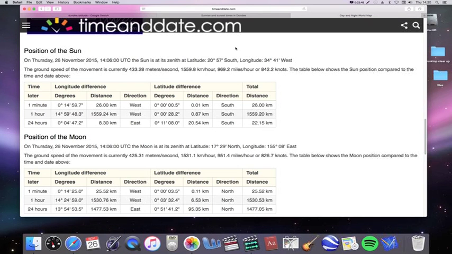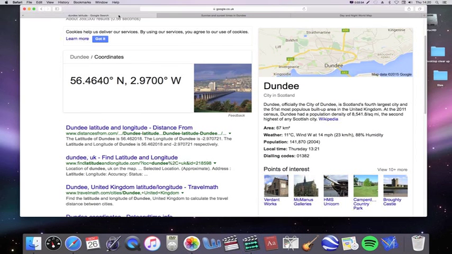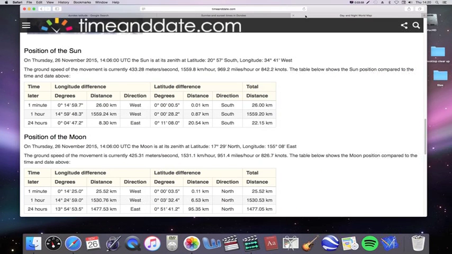Now, to do this experiment, you work out the difference in latitude between your location and the sun. As I said, my location is about 56.5 degrees north. The sun's about 20.9 degrees south. So the difference between the latitude of the sun and the latitude of where I am at the moment is about 77.4 degrees. You only need to do this to one decimal place. That's plenty of accuracy.